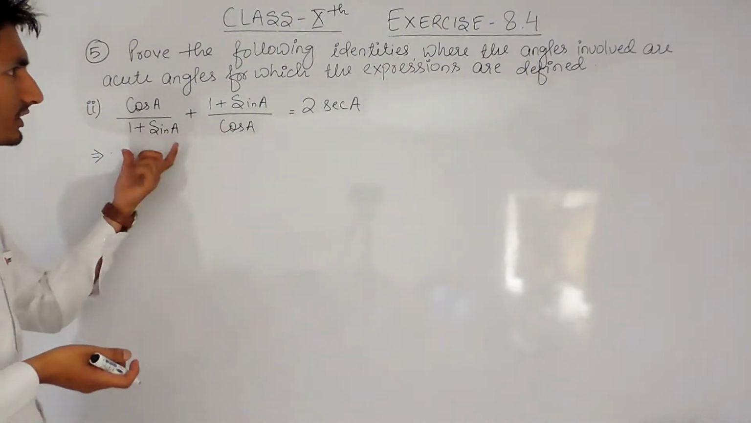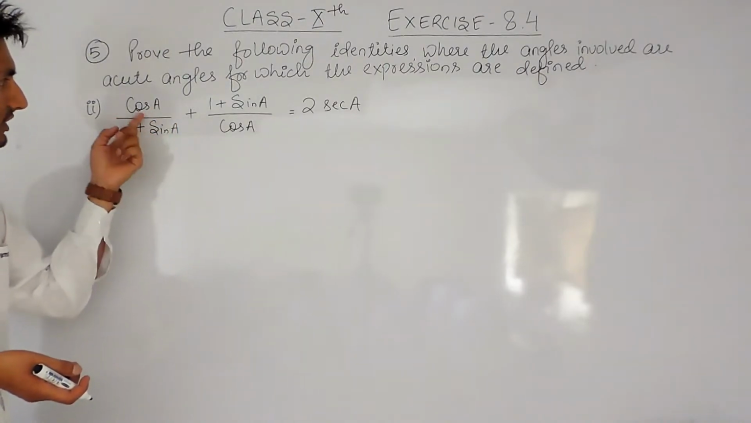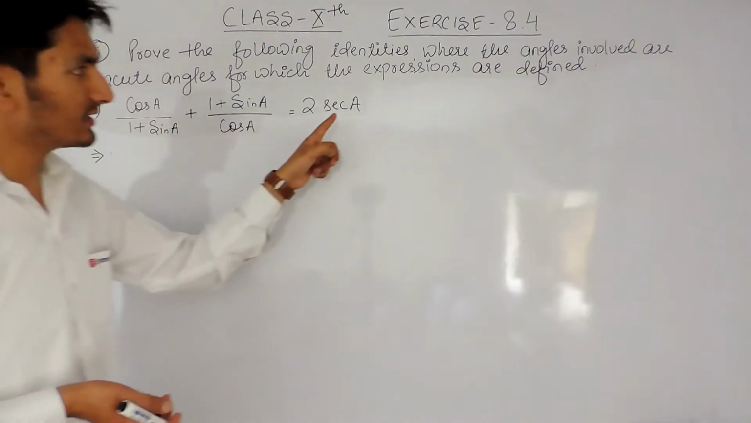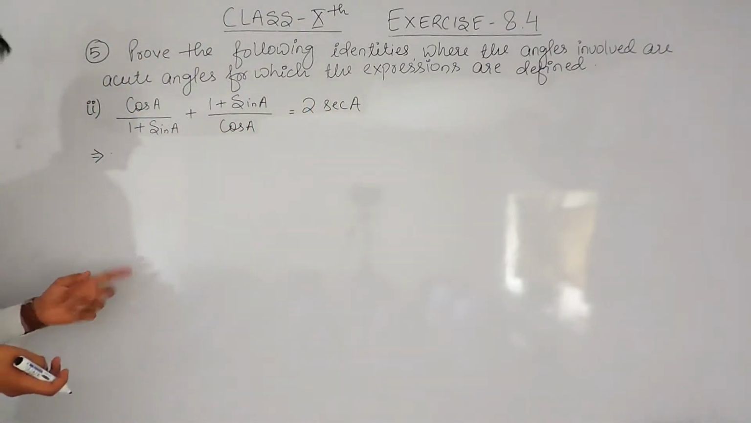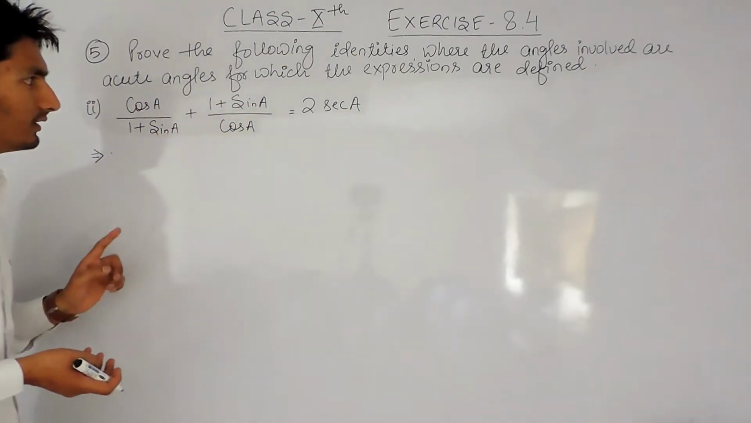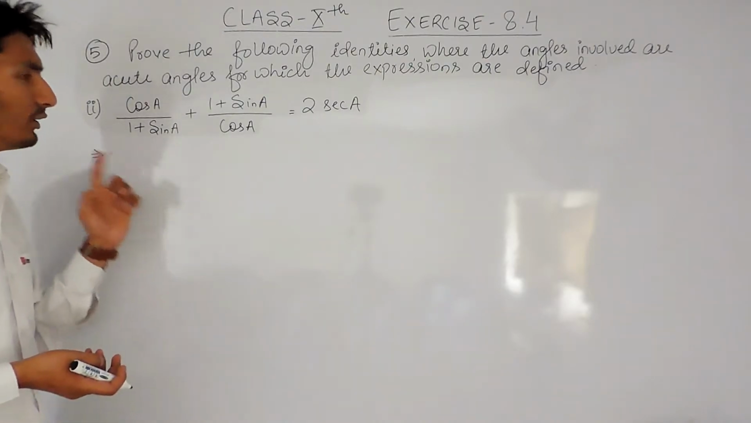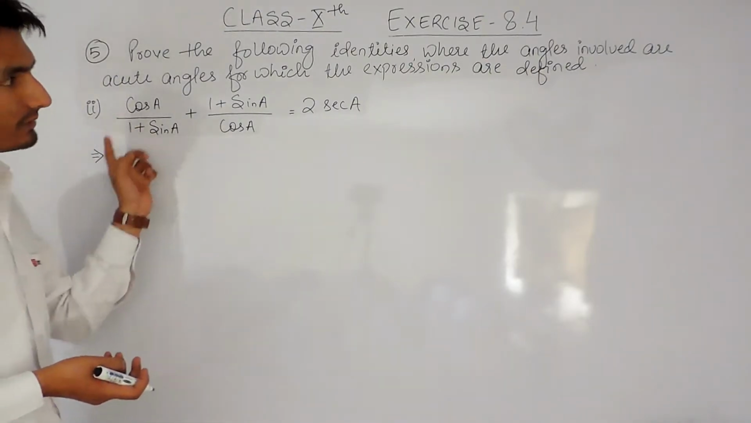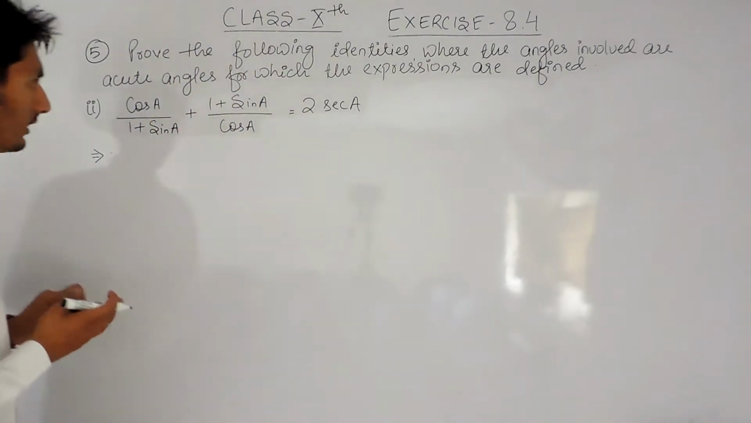Obviously this is a fraction, and this expression is in sine and cos, this is in sec, and we know that sec is the inverse of cos. So first of all, we have to convert this complete expression into an expression containing only cos. Then only that cos can be converted into sec. Okay, so now let's solve.